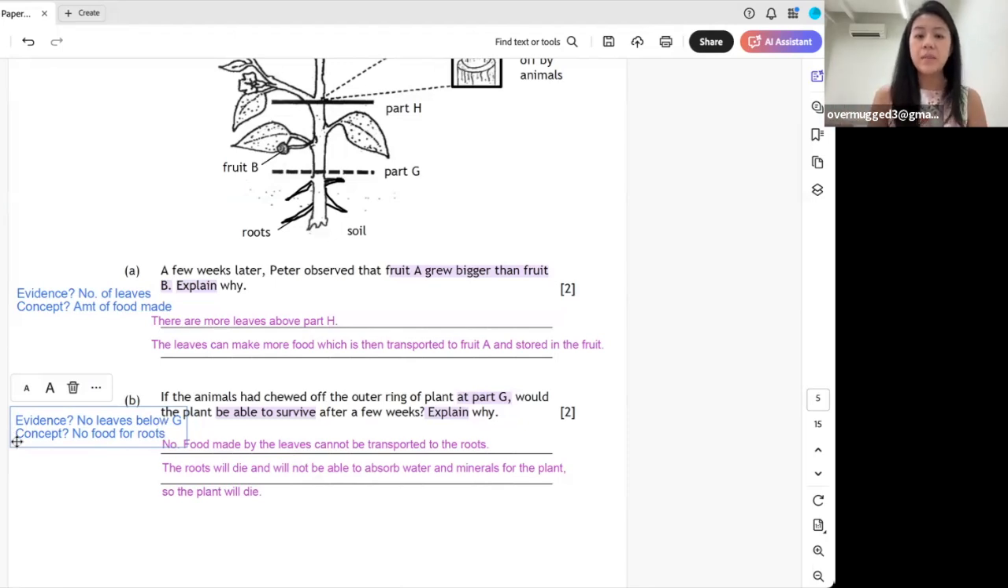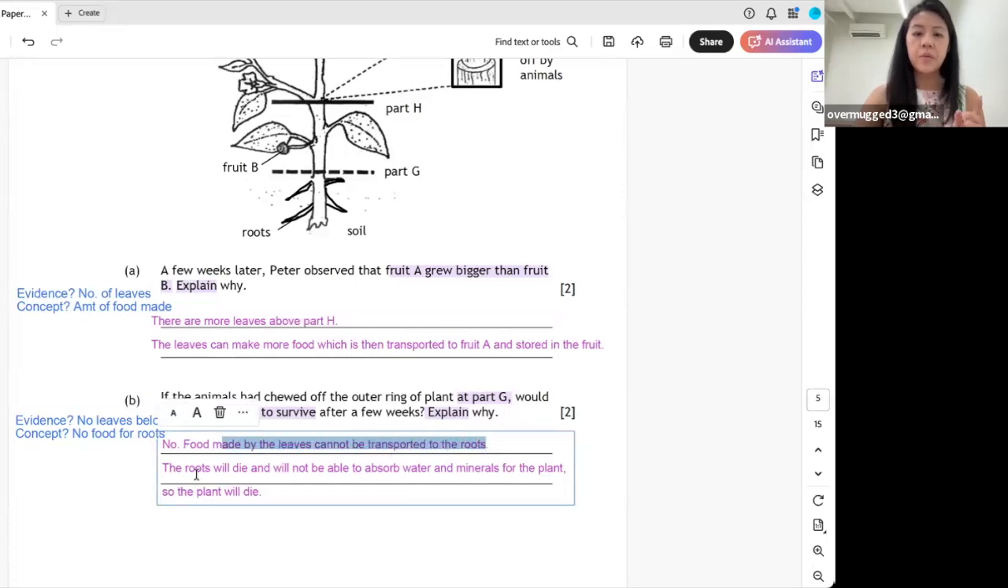So will the plant be able to survive after a few weeks? No, it will not, okay? Food made by the leaves cannot be transported to the roots. The roots die because they will not be able to absorb water and minerals for the plant. And then therefore, the plant will die. Okay, can you see we're telling the story in a manner? Okay.